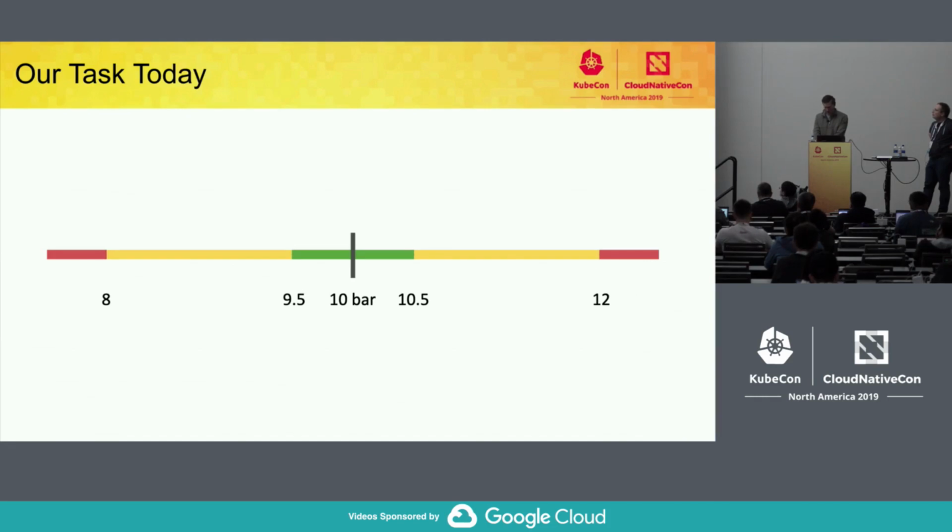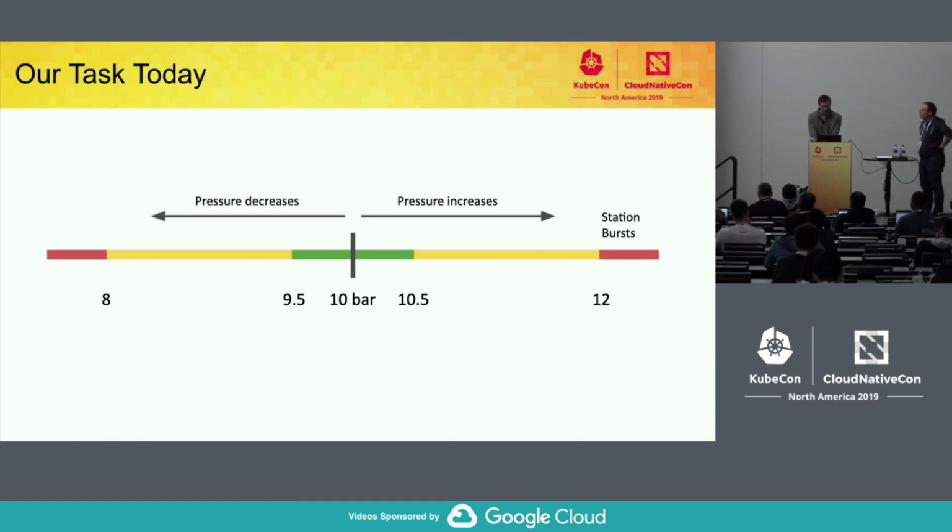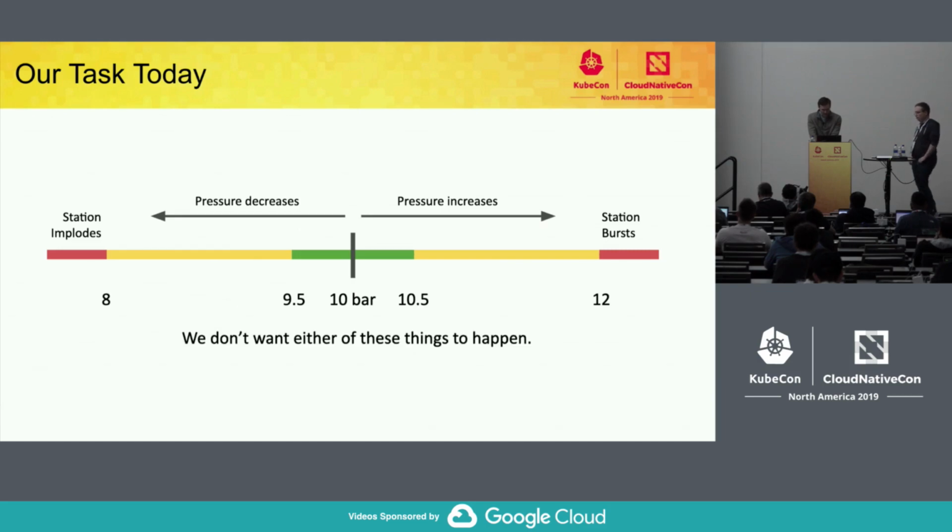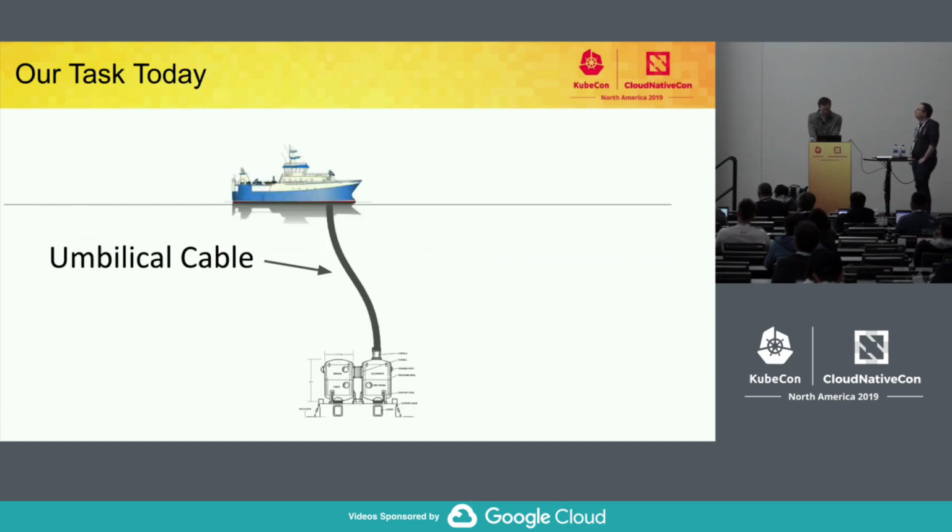So it's really important that we keep the pressure inside our research station at 10 bars as well. If the pressure were to increase too far, the station could burst. If the pressure were to decrease too far, the station could implode. So we don't want either of these things to happen. Remember, Walter's inside, and we like Walter.